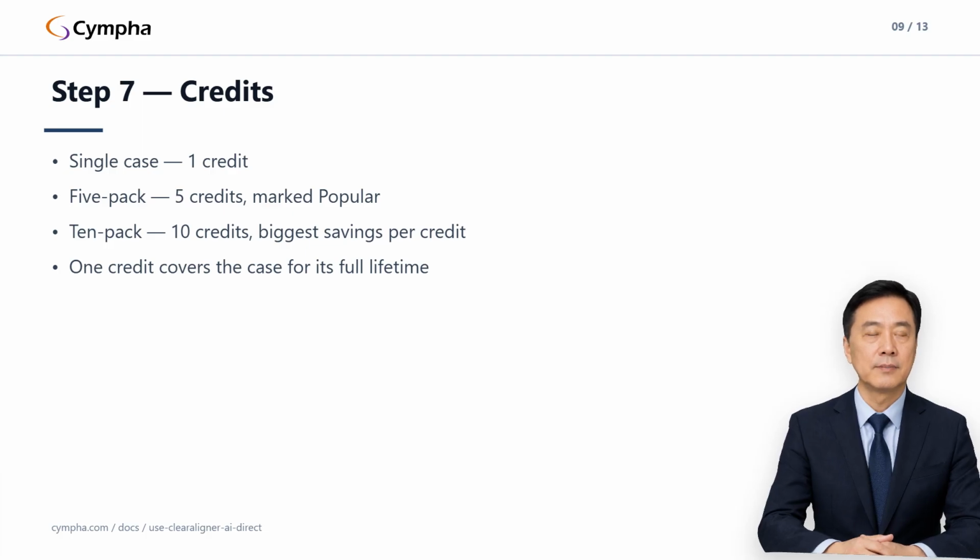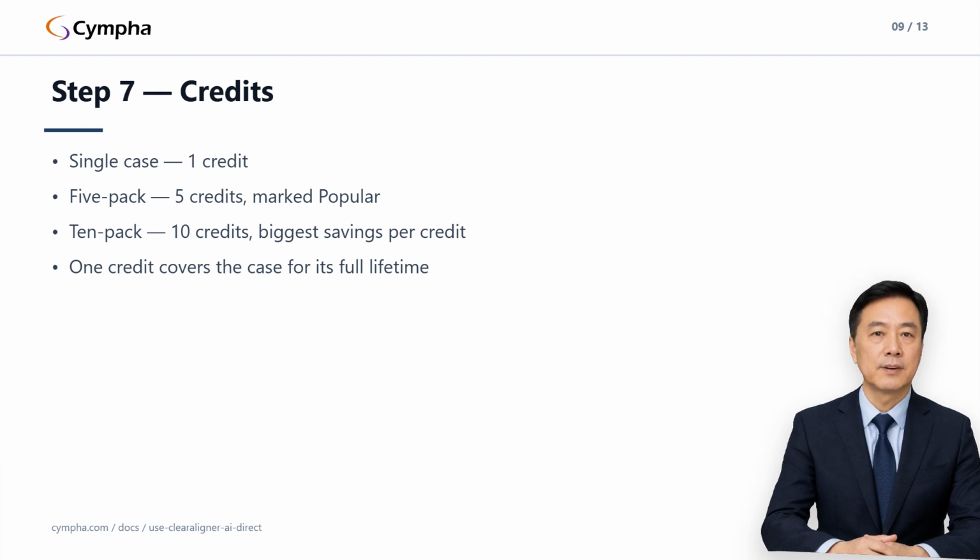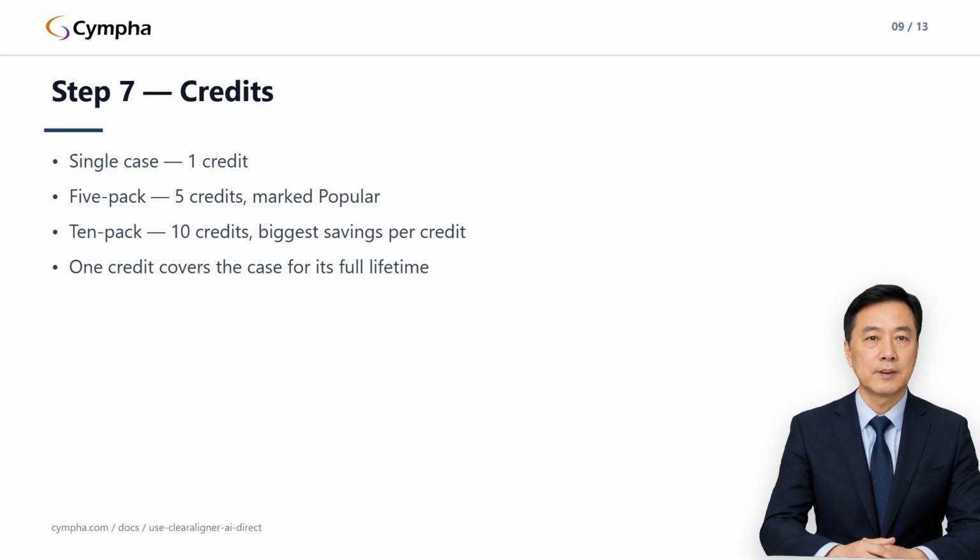Now the rule that makes the pricing genuinely simple. 1 credit covers a case for its full lifetime. Reruns, XML revisions, Phase 2 iterations on a credit-paid case, all included. You only ever pay when dispatching a new case, never for iterating on one you've already paid for. Back on the case detail page, self-approve and run Aligner Design now works.